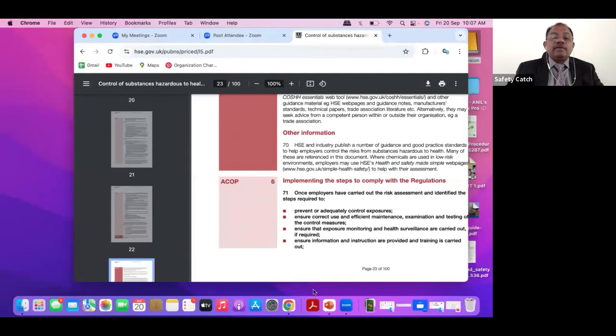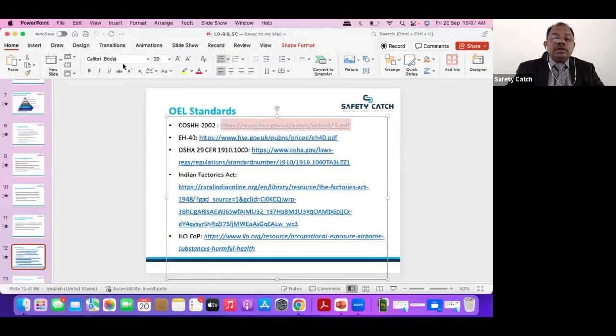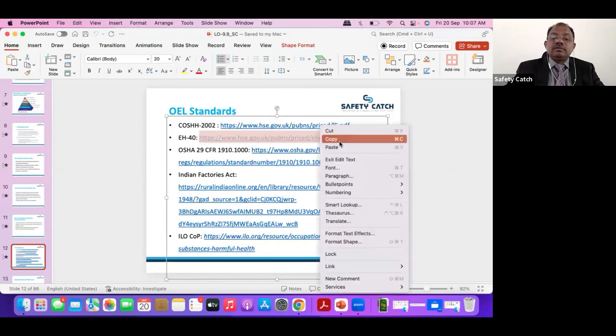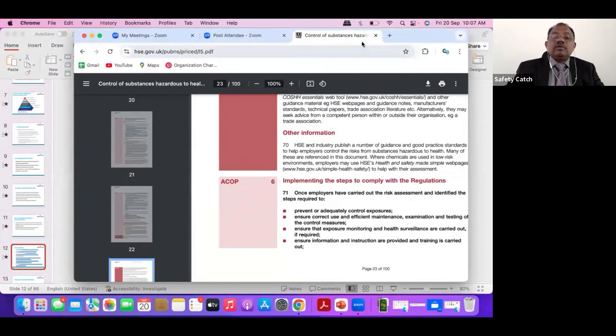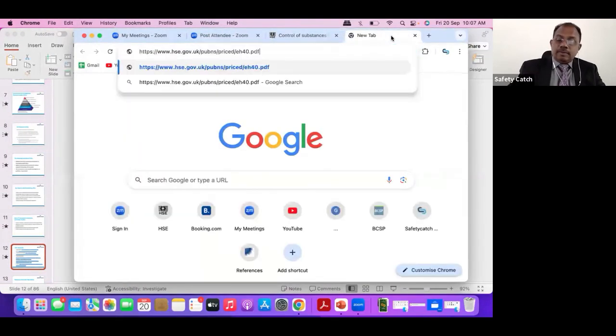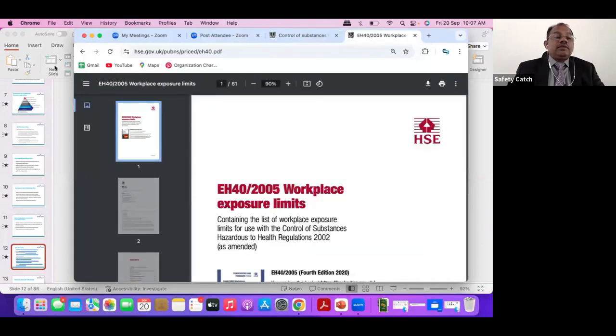The next one we are going to discuss is the EH40 table. This is very important. EH40 table. So we'll see the EH40 table. Now this EH40 table is the UK standard for workplace exposure limits.